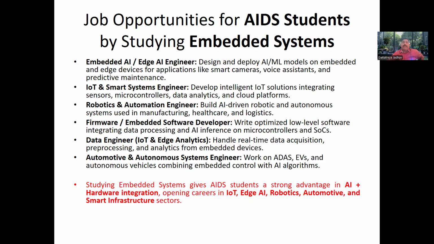There are a number of posts and opportunities the university has for AIDS students when they learn about embedded systems and know how the processor works. Studying embedded systems gives AIDS students a strong advantage in AI plus hardware integration, opening careers in IoT, edge AI, robotics, automation, and the smart infrastructure sector. Because of that, it is very important for students to learn about embedded systems.